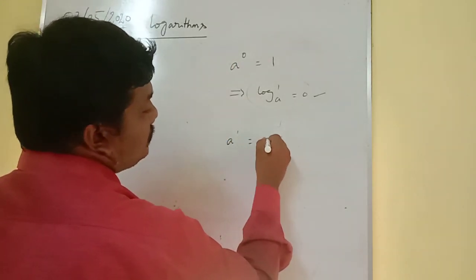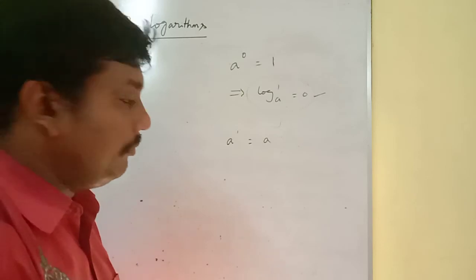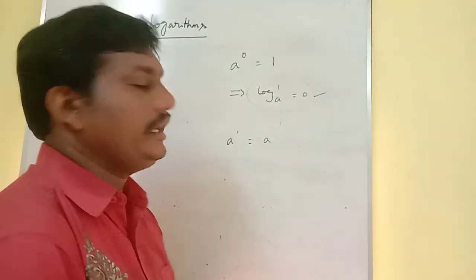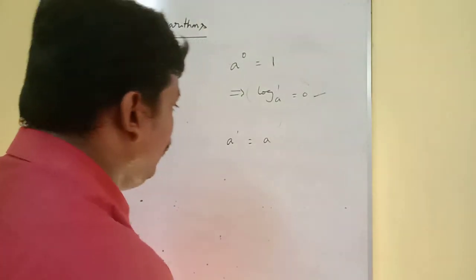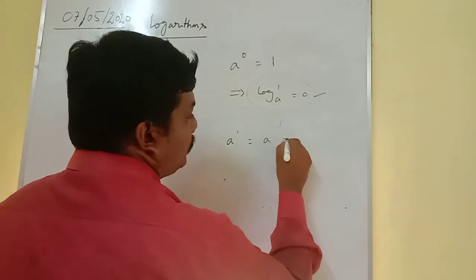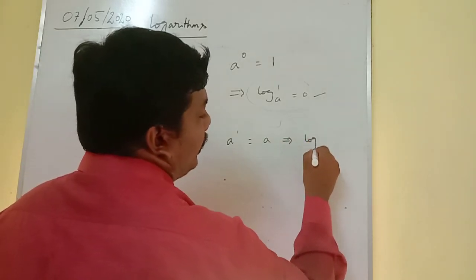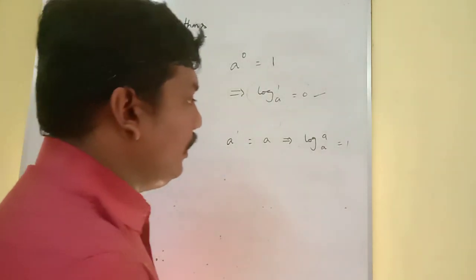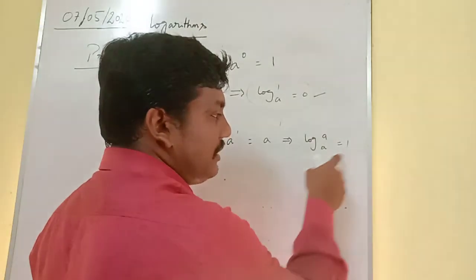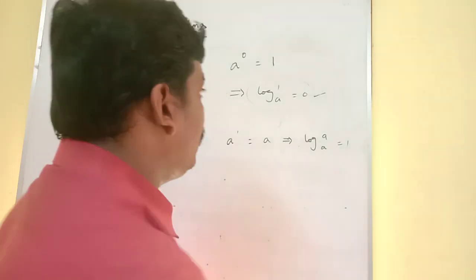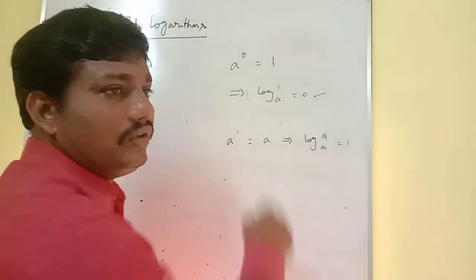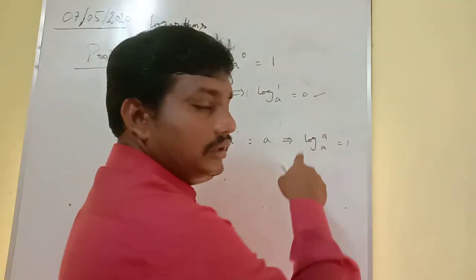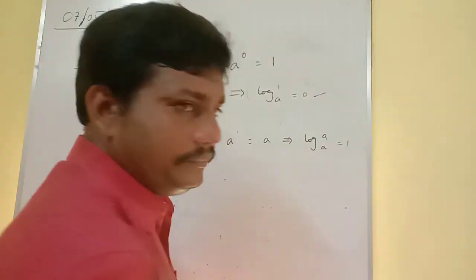Then you can take another formula: a power 1 is equal to a, since a multiplied only one time becomes a. By changing this into logarithmic form, log a base a is equal to 1. So it indicates that the logarithm of any value to its same base is equal to 1. The logarithm of unity to any base is 0, and the logarithm of a to its same base is 1.